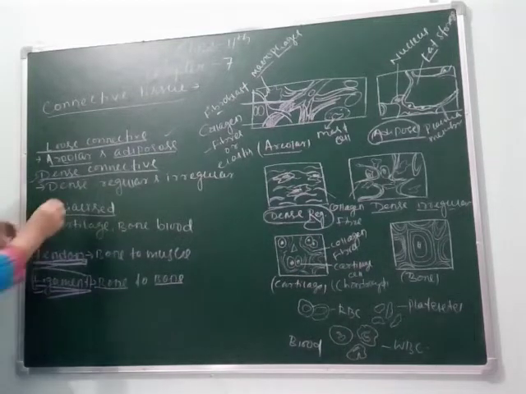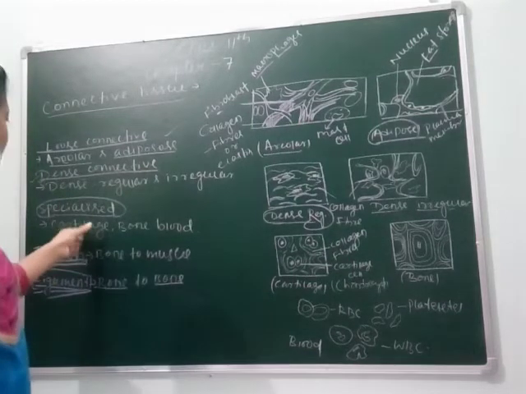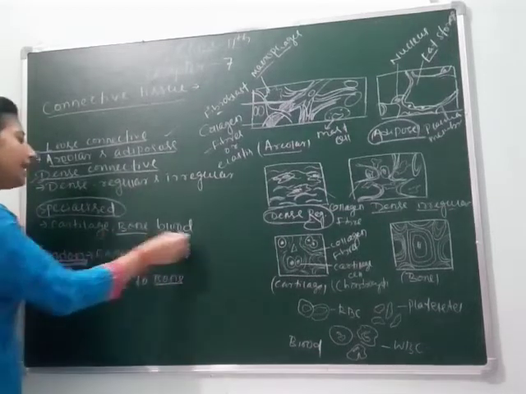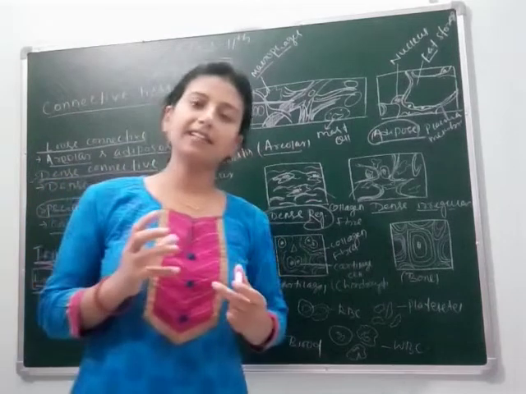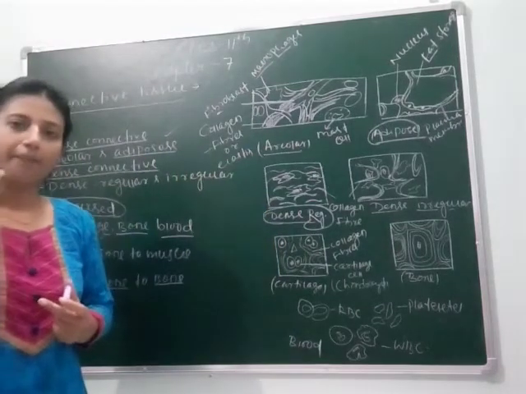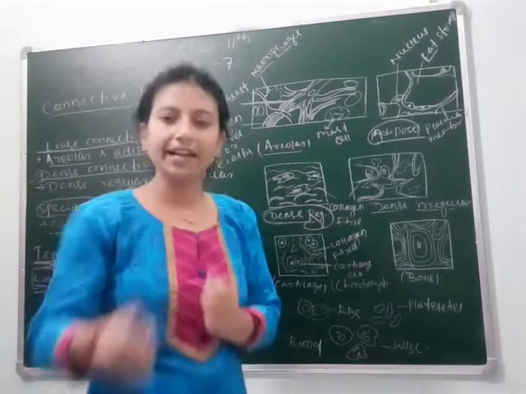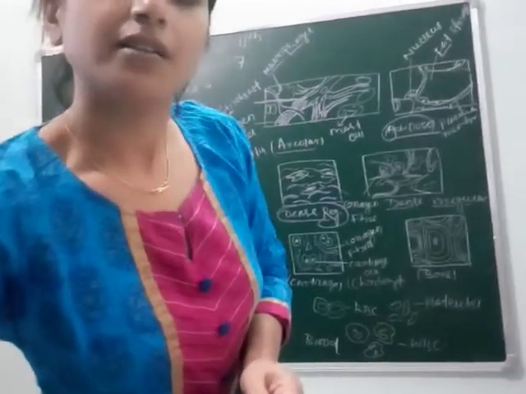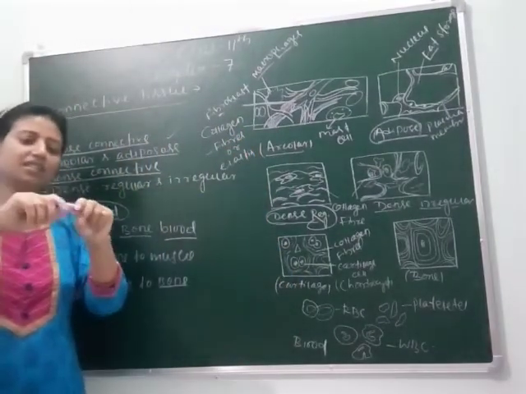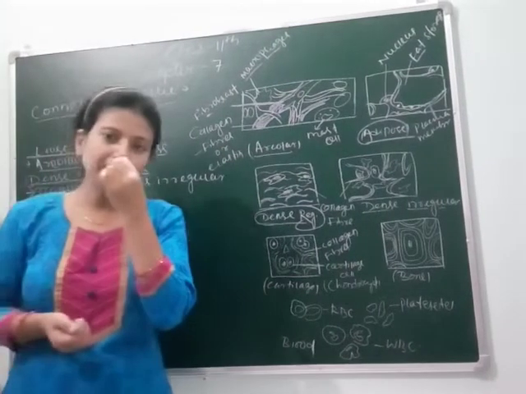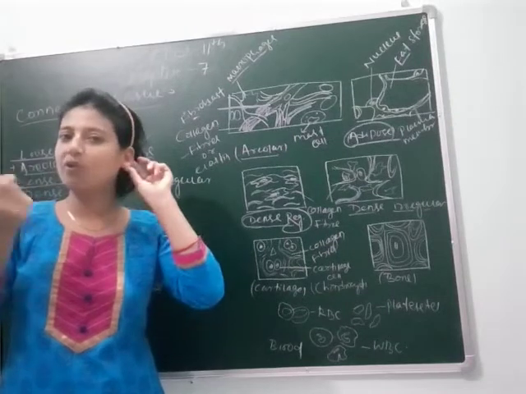Next is your specialized connective tissue. In specialized connective tissue, cartilage, bone and blood are covered. You know about cartilage. Cartilage is a soft, pliable substance, which means it can be moved. Suppose our nose, the tip of our nose, we can move it this side, this side. We can fold our ears.